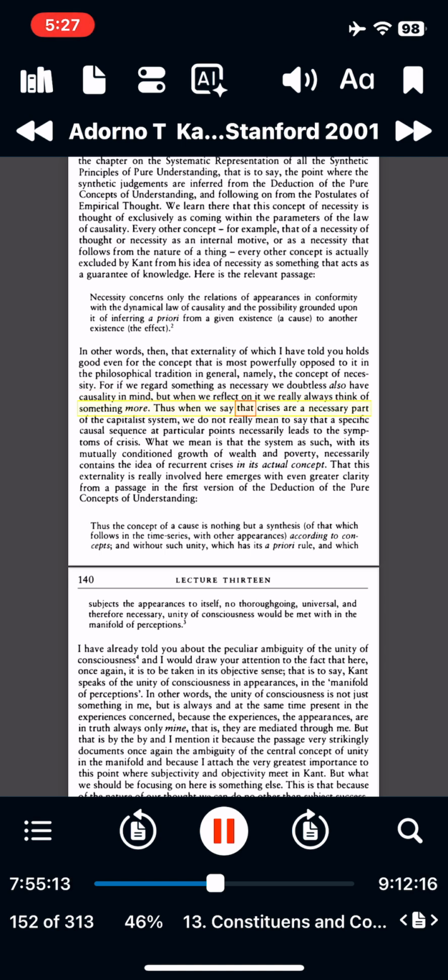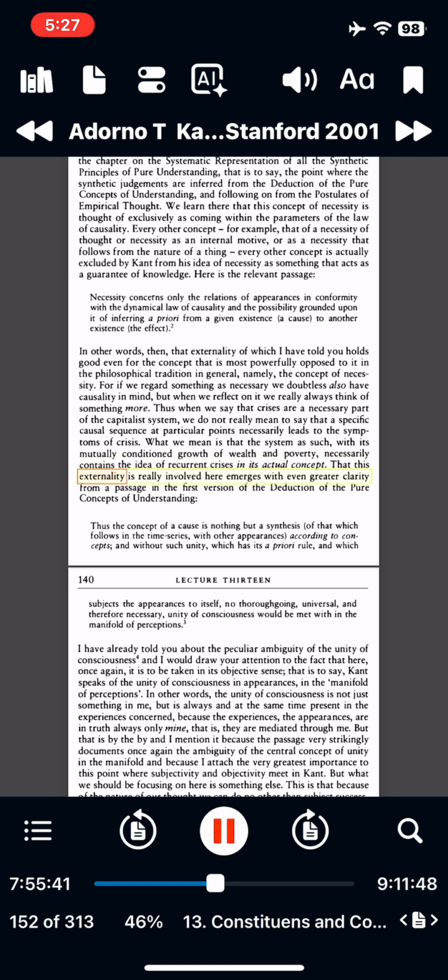Thus when we say that crises are a necessary part of the capitalist system, we do not really mean to say that a specific causal sequence at particular points necessarily leads to the symptoms of crisis. What we mean is that the system as such, with its mutually conditioned growth of wealth and poverty, necessarily contains the idea of recurrent crises in its actual concept.